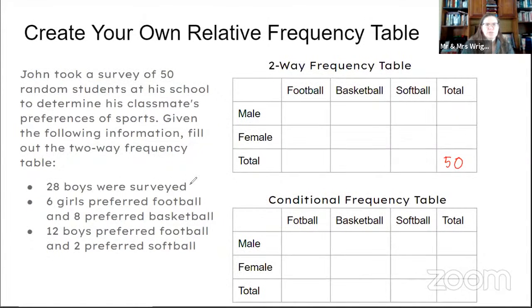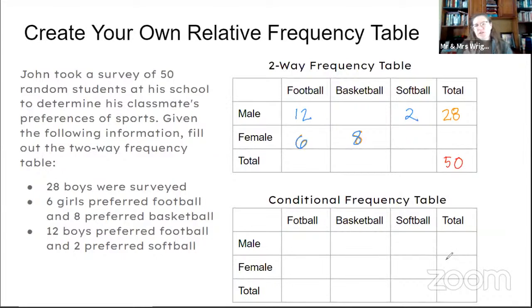Okay, 28 boys were surveyed. So that's going to go here in the total column of the male row. Okay, 6 girls preferred football. So 6 females preferred football. That goes right there. 8 preferred basketball. 8 females preferred basketball. Oops, I should be using a different color here because these are my joint frequencies. All right, 12 boys preferred football. 2 preferred softball. Okay.